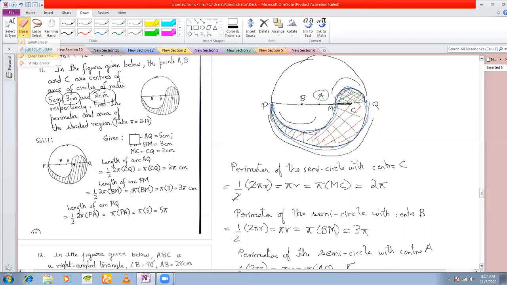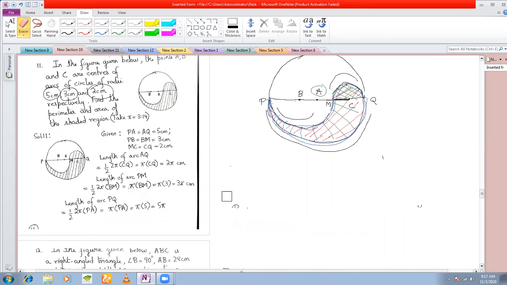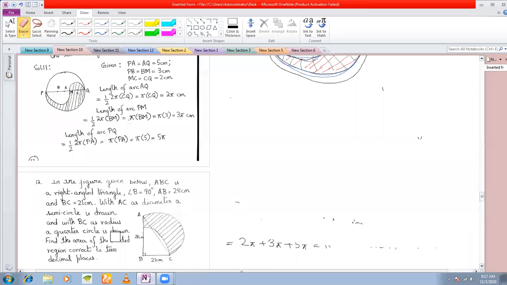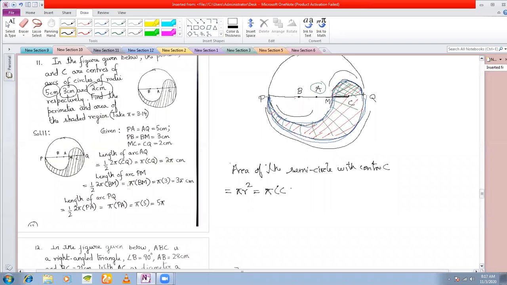So let's see how to find out the area. So we first find out the area of the semicircle with center C. Area of the semicircle with center C is pi r square. And what is the radius here? The radius here is again CQ. So pi CQ square.